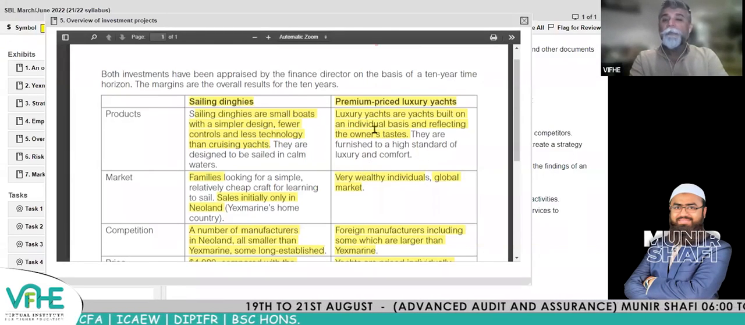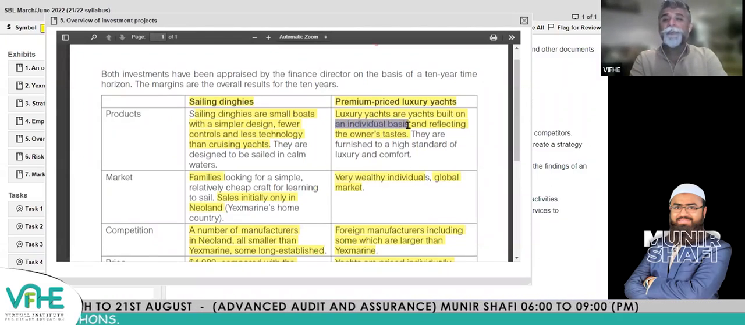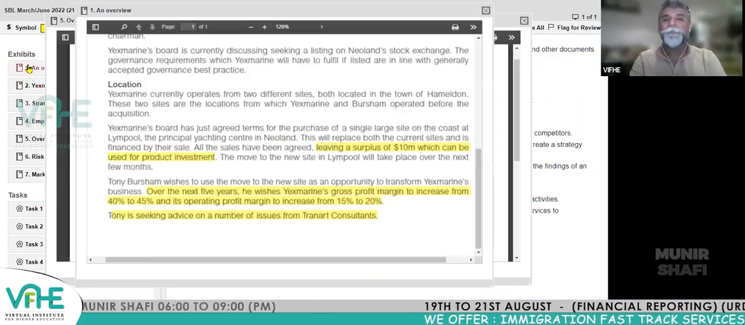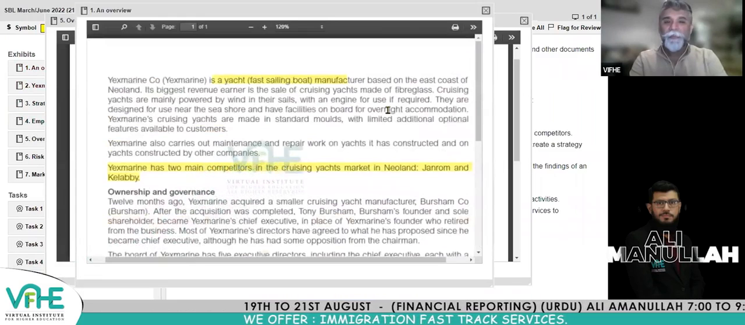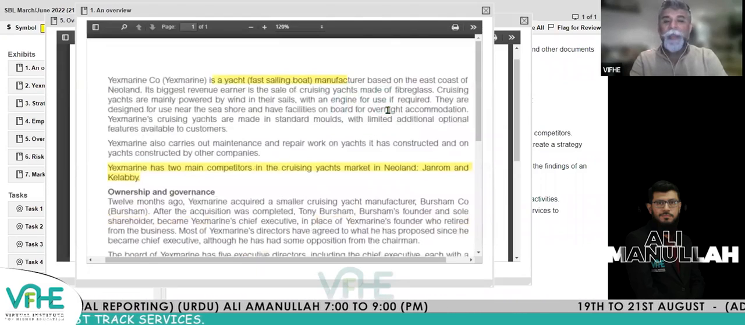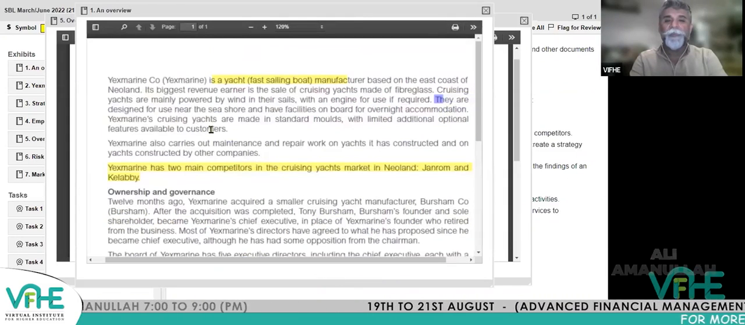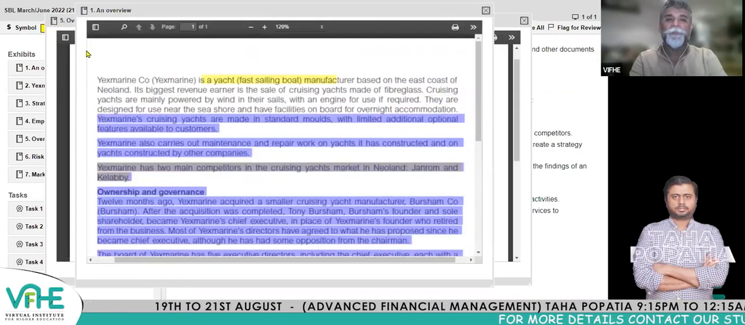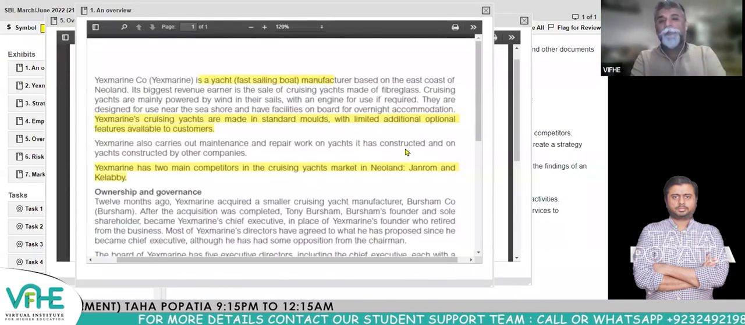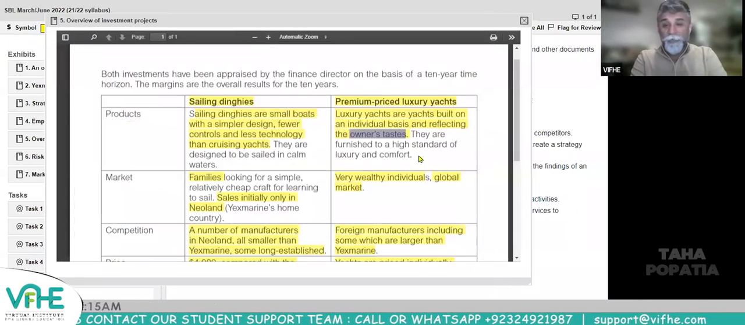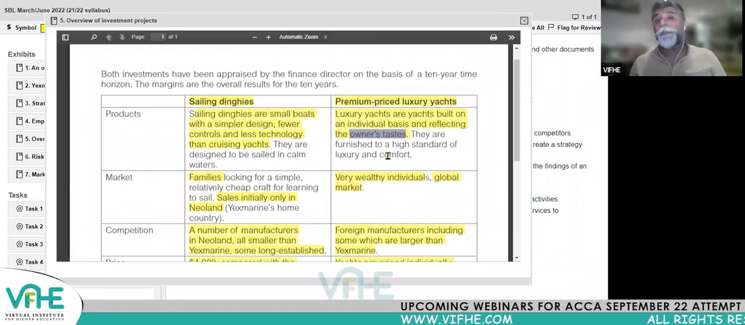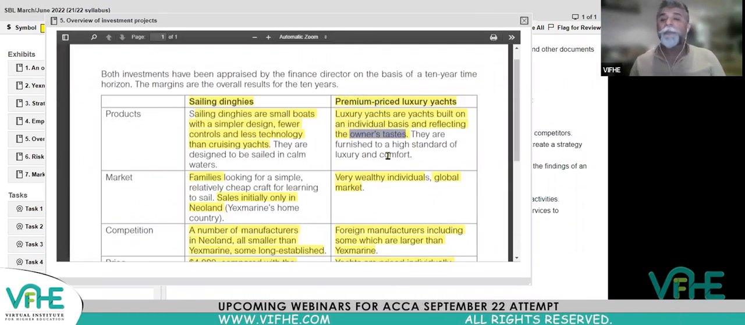Customization. Yes. But it says that it is customized on individual's basis, owner's taste. We don't have experience of that. If you remember the overview, it was mentioned here that yachts are made in standard molds with limited additional options, features for customers. So we don't have any experience of making customized boats. We just have standard boats with very limited options for customization. So here, number one, yes, we do have experience of making yachts, but we do not have experience of making customized yachts reflecting owner's taste.